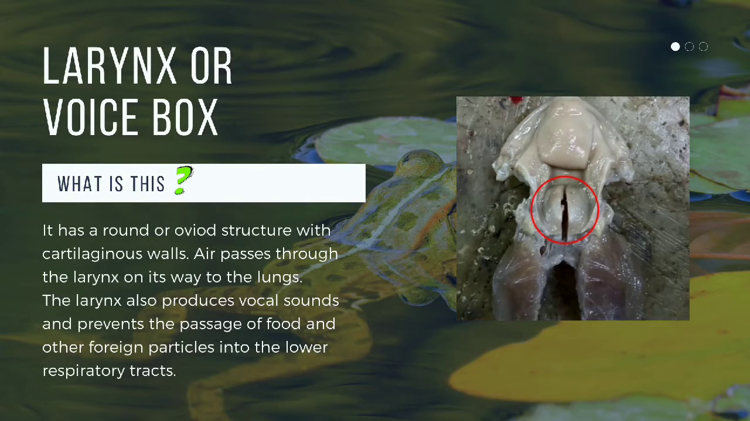Larynx or voice box is a round or ovoid structure with cartilaginous walls. Air passes through the larynx on its way to the lungs. The larynx also produces vocal sounds and prevents the passage of food and other foreign particles into the lower respiratory tracts.